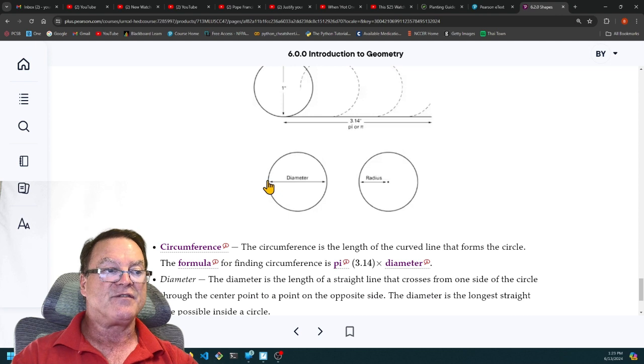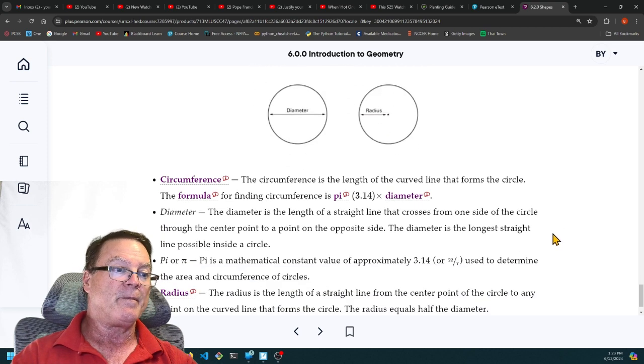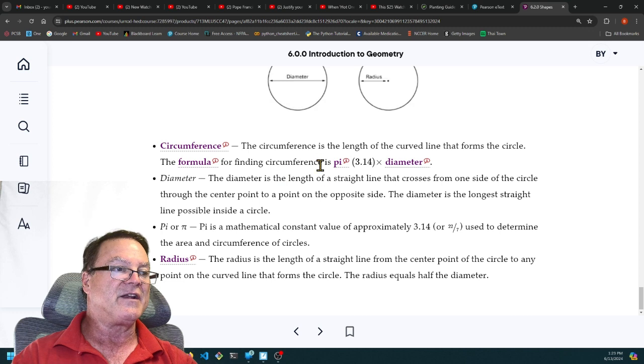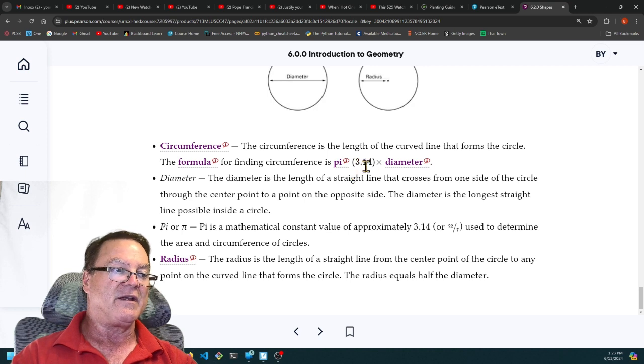Diameter is the measure from one edge of a circle to the opposite edge going through the focal point. The radius is the distance from the edge of the circle to that focal point in the center of the circle. And here they tell us the same thing. Circumference. The circumference is the length of the curved line that forms the circle. The formula for finding circumference is pi times the diameter of that circle. And pi, again, is 3.14.